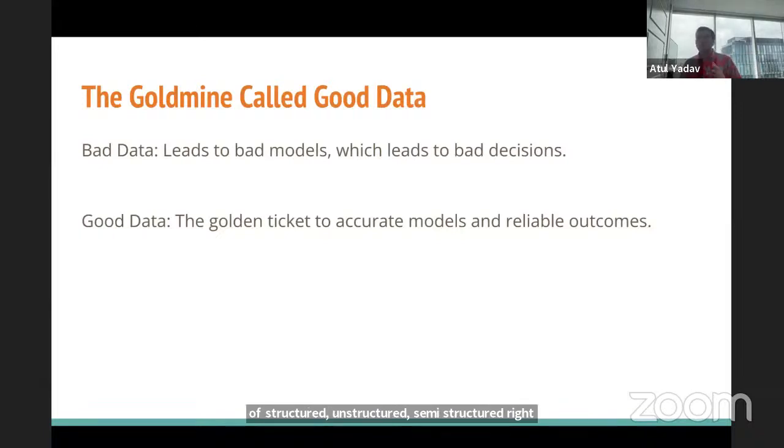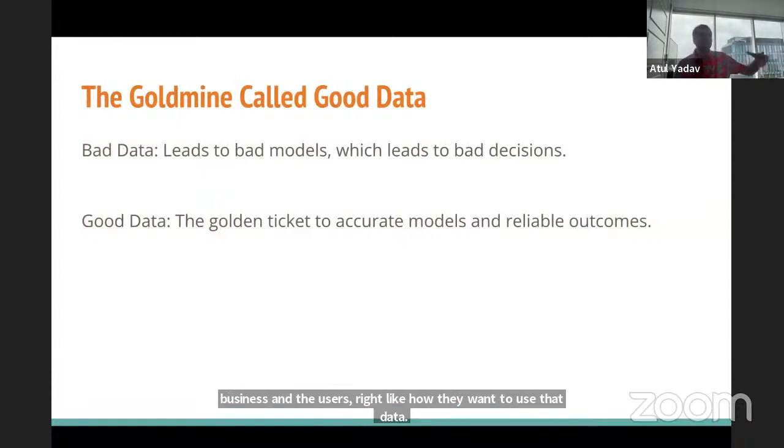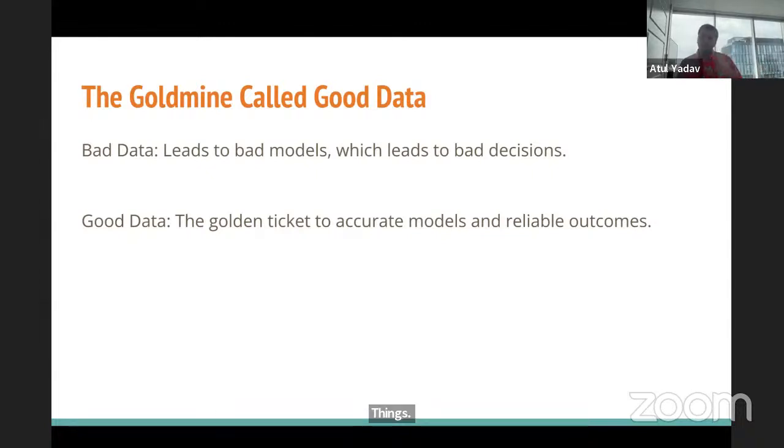Now it depends upon the business and the users how they want to use their data to get value out of it. Few use that data to do some analytical things. Some use that data to create good models out of it. So we'll be talking about the importance of good data here. There is a saying about bad data and good data. Bad data basically leads to bad models, and if you make bad models, you'll make bad decisions, right?